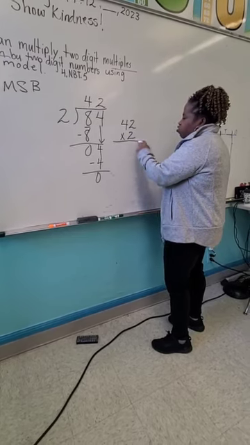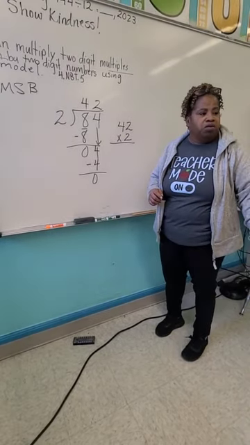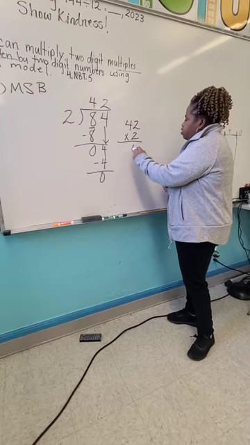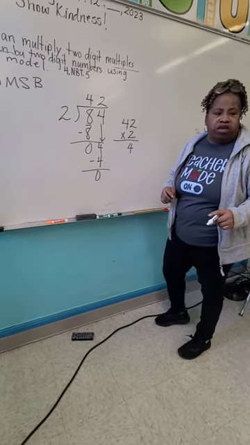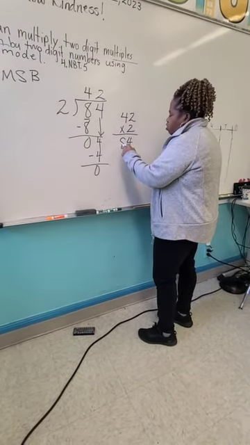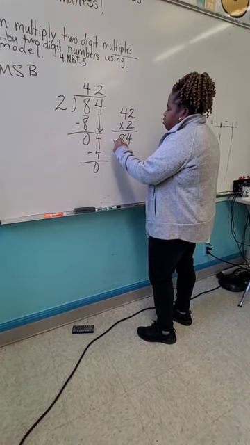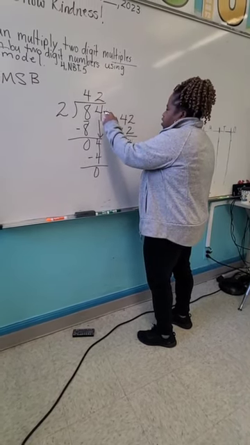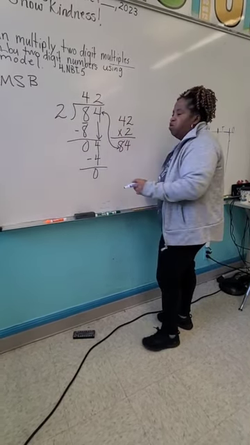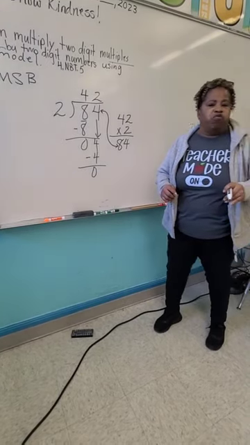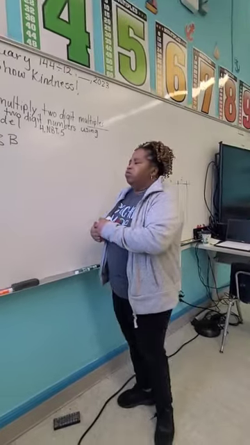We're always going to check to make sure that our answer is correct. So we're going to do 42 times 2. 2 times 2 is 4. 4 times 2 is 8. So now our product and our dividend are the same. Therefore, our quotient of 42 is correct.